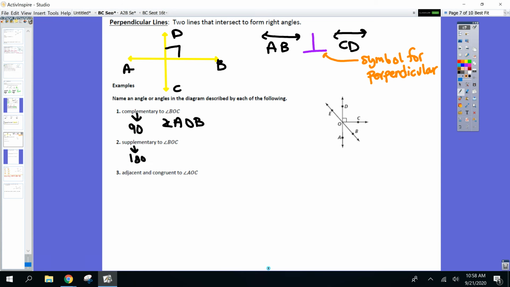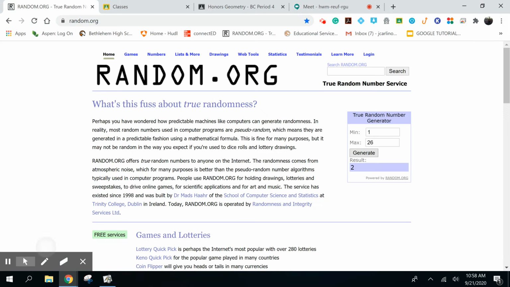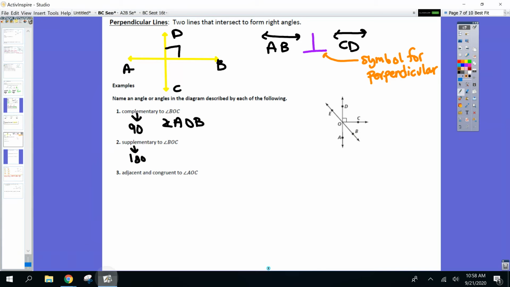180, yep. All right, so what's supplementary to BOC? Something that would add to 180 with it. Here we go, Omni. Something that I put with BOC that would add to 180. EOC. Got it. Coming strong. EOC or COE. Again, take a look, everybody. Here's BOC and here's EOC. Notice you put those two together, straight line equals 180.